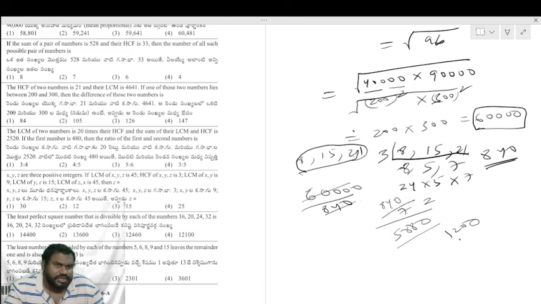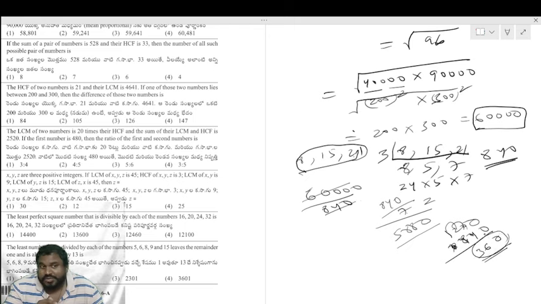So again 840 into 1 is 840. I'll subtract. 10 minus 4, 6, and here 11. 360 is the remainder I'm getting. But I should not get 360, right?